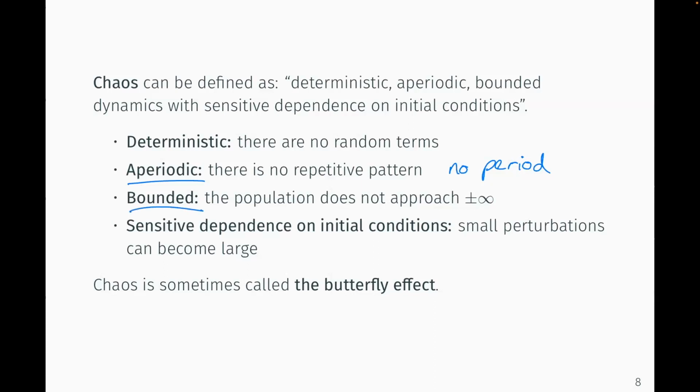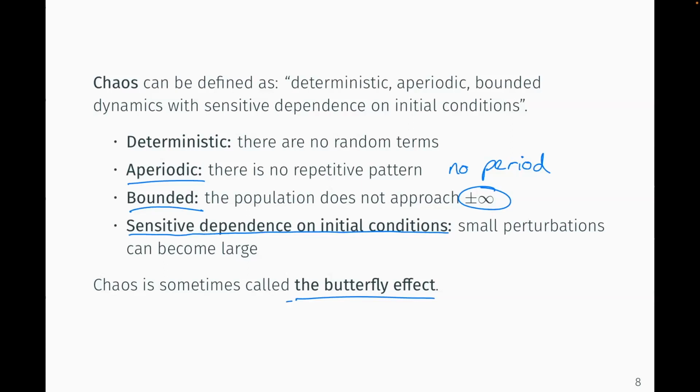It's also bounded. So although we're taking all of these different values, we're not going off to positive or negative infinity. Obviously, with a population, we can't go to negative infinity, but from a mathematical point of view, we say that it's bounded, so it doesn't go to either positive or negative infinity. And crucially, we have this sensitive dependence on initial conditions. So that means a very small perturbation can become large. And this is where this name comes from, a famous quote.